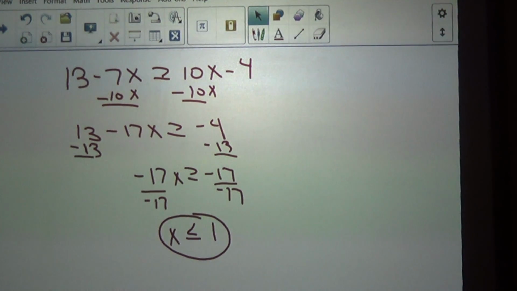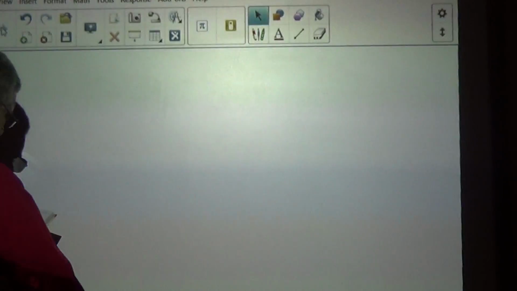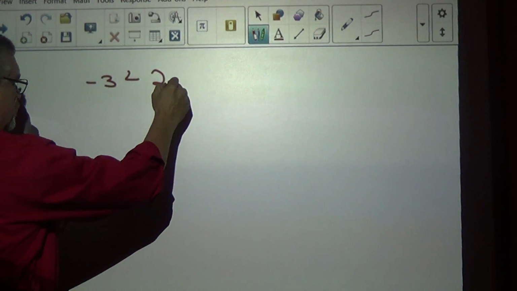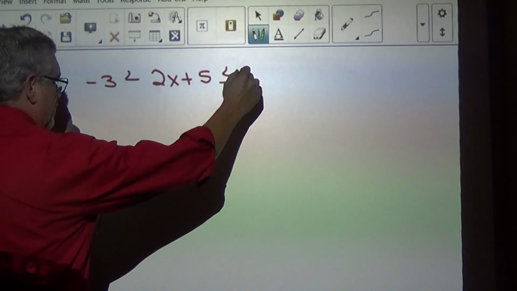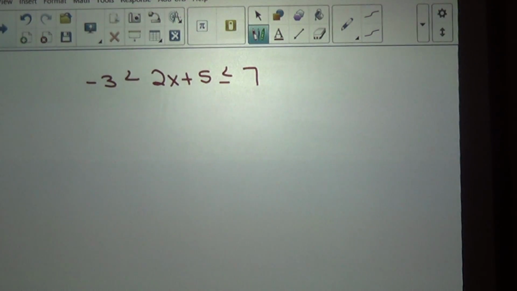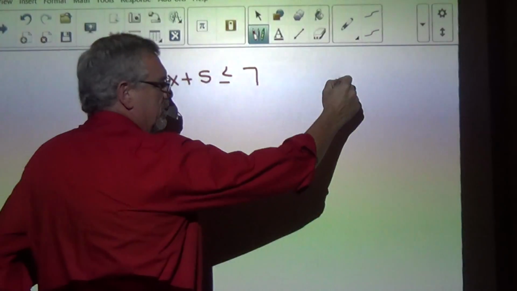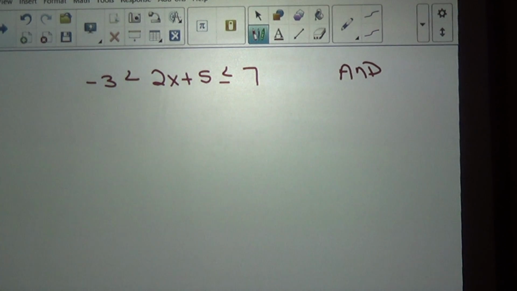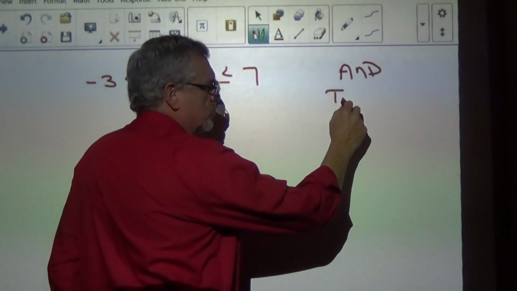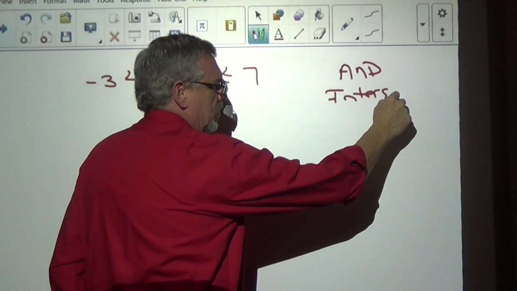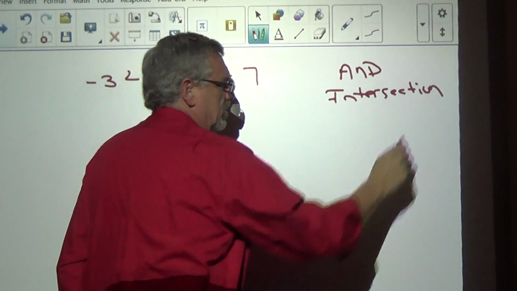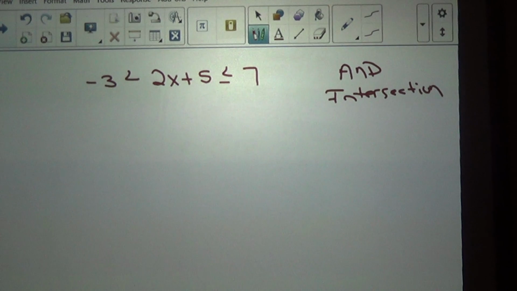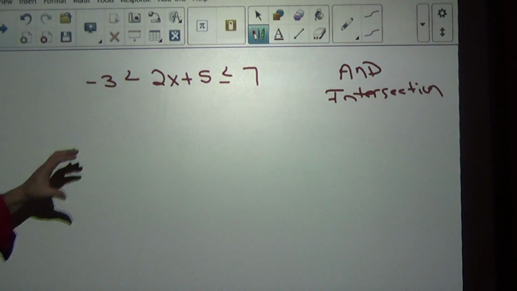Okay. Next thing we got is called compound inequalities. I got -3 is less than 2x plus 5 is less than or equal to 7. This is called an and statement. It's because both things have to be true. And statements are the intersection of the two answers.